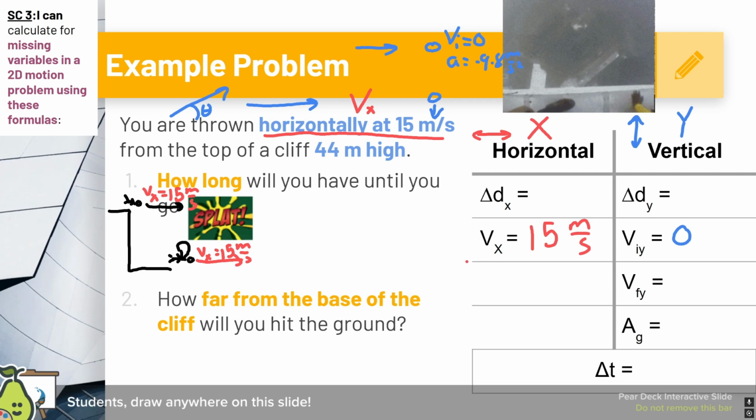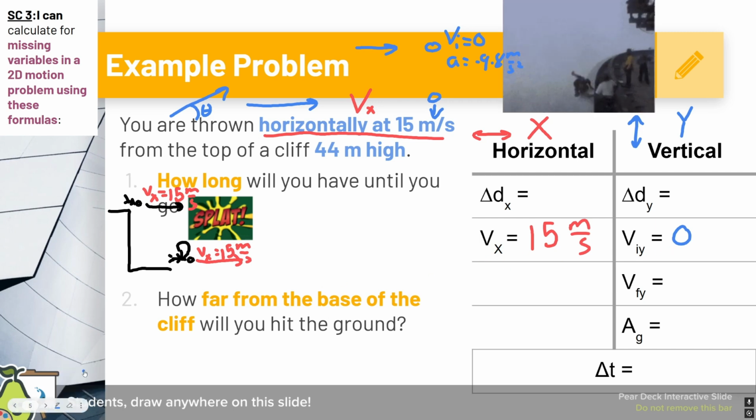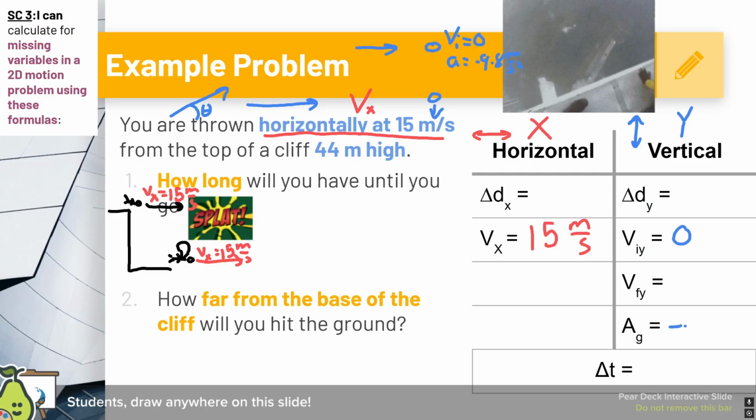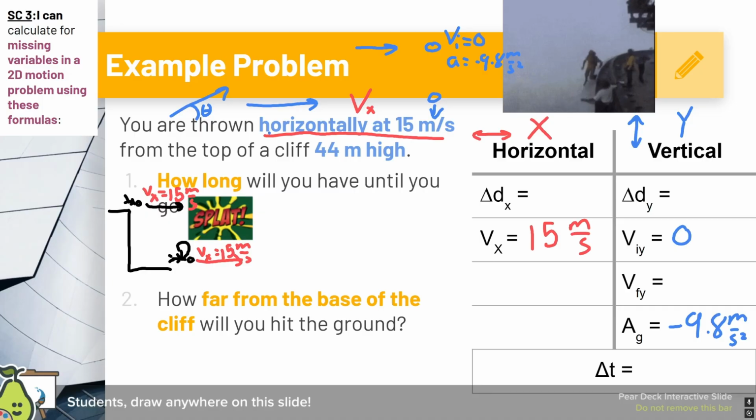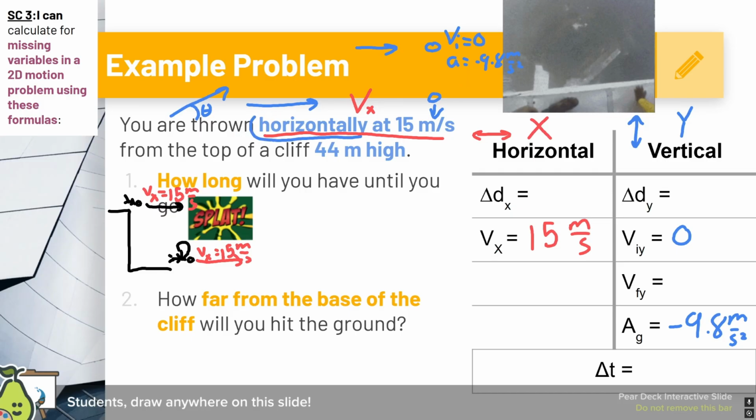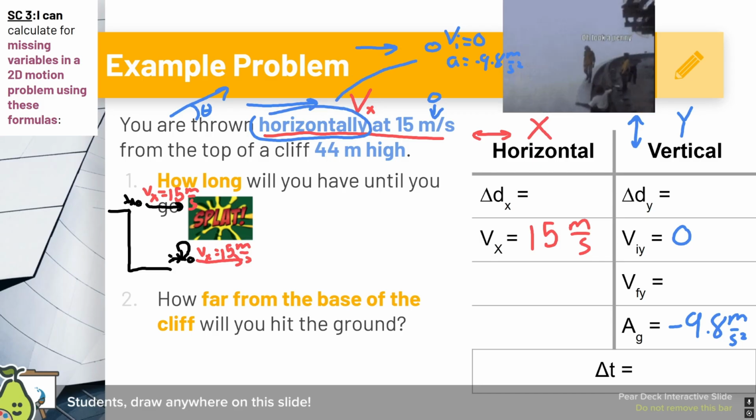Vx should be 15. We also know, because it's being launched horizontally, acceleration is negative 9.8. And that's it so far. With just that one piece of information saying that we are launched horizontally at 15 meters per second, we can get Vx, we can get Viy, and acceleration. Anytime you see the word horizontally, immediately start thinking of these two scenarios: Viy of 0 and a of negative 9.8. From there, we've got dy.